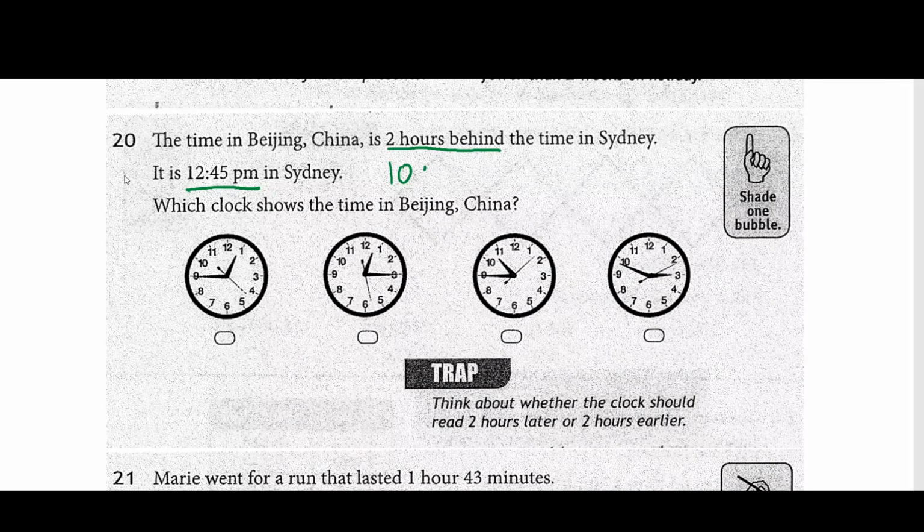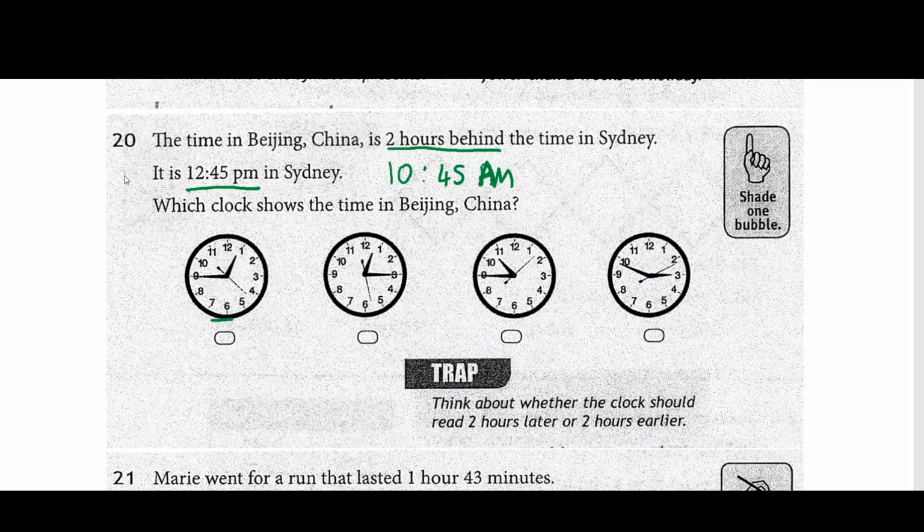2 hours, it's going to be 10:45 p.m. No, a.m., my mistake. It should be a.m. there. Yep. 10:45 a.m. Yep. And which clock shows the time in Beijing, China? Let's have a look.